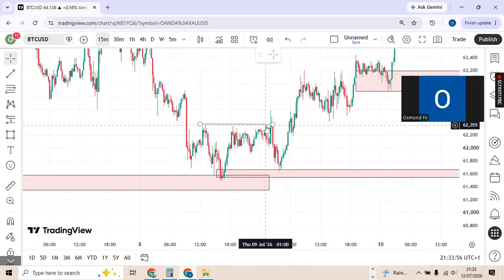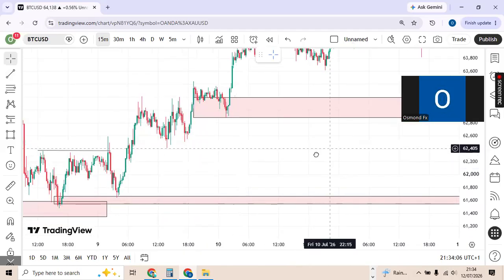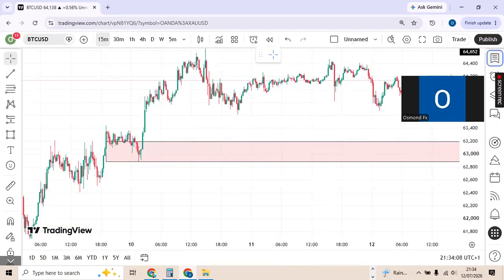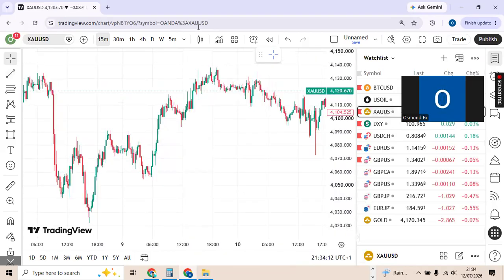So I was not confident, and I wasn't watching it. Before I could open the chart, the market had already left. Okay. But this week, this is what I'm expecting. So let's go over to gold.